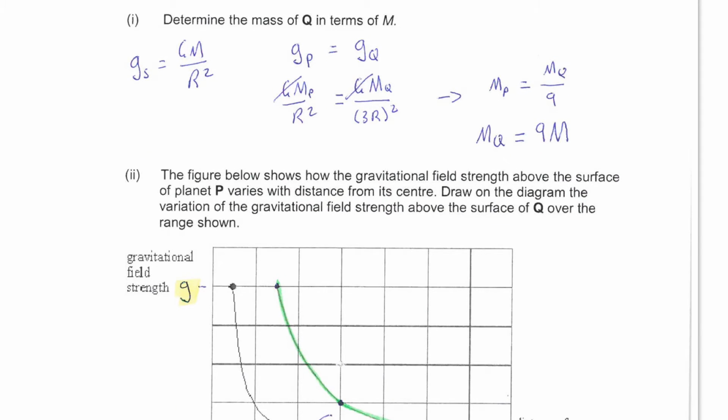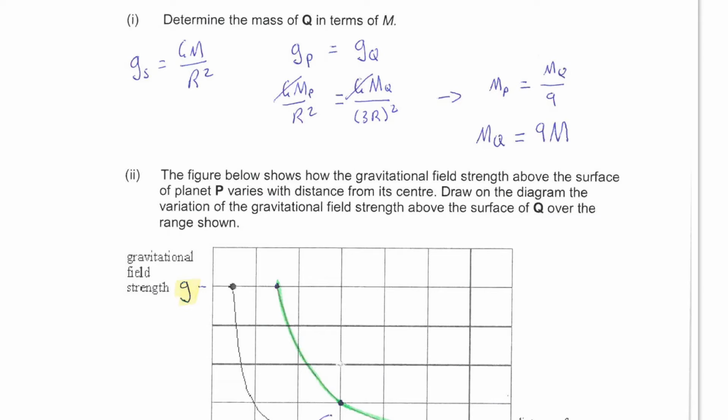Next, we consider two planets, P and Q. P has a mass m and a radius r, whereas Q has got a radius of 3r. You're told that the values of the gravitational field strengths at the surfaces of each planet are the same. Your first task is to find the mass of Q in terms of m, which was the mass of P.